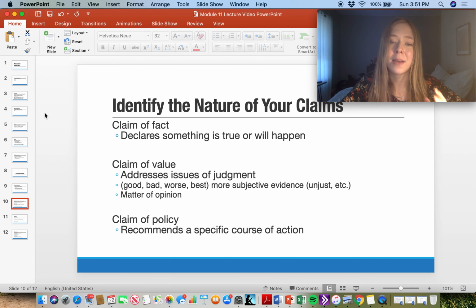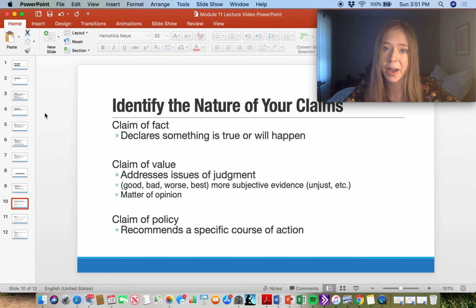So this would be like the example I used in the previous slide. If my claim was President Trump is the best president that we've ever had, that would be an issue of judgment. I am trying to persuade you that something is the best or something is good, and it's more subjective evidence, right? And this is more a matter of opinion. While the first one can also be a matter of opinion because it's being persuaded, it's based more in fact and claims of logos. This one is a little bit more subjective and a little bit more based on those attitudes, right? Because attitudes are whether something is good or bad. And so that would be a claim of value.